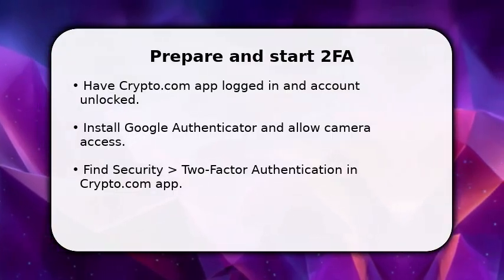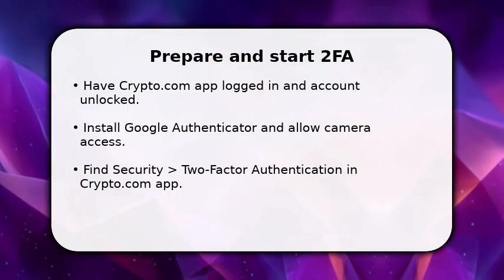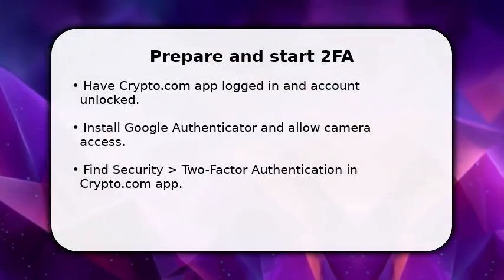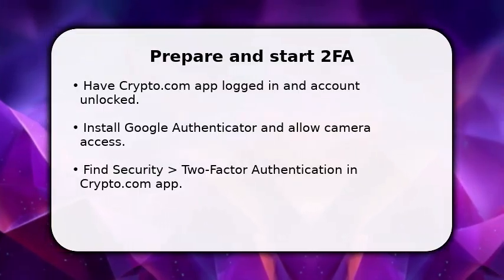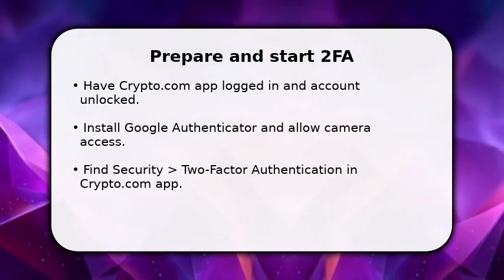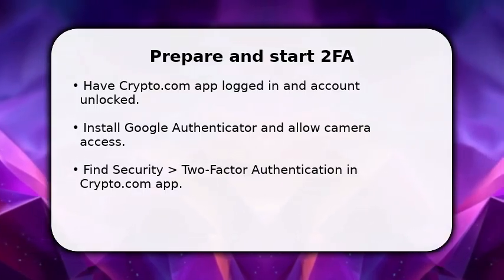Next, navigate in Crypto.com to security, then two-factor authentication. Choose Google Authenticator as the method. You do this now because initiating a QR scan is time-sensitive and tied to the specific session.